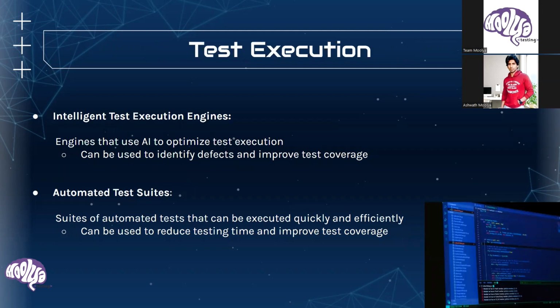And of course, when we are testers, our favorite is the test execution part, right? It also helps us in executing tests, which includes the use of intelligent test execution engines and automated test suites, right? There are certain tools which can help us improve coverage, reduce testing time, and identify more and more defects quickly and accurately. And as I always mention, nothing comes close to what a human can do, but of course we can take this help and do our job better.